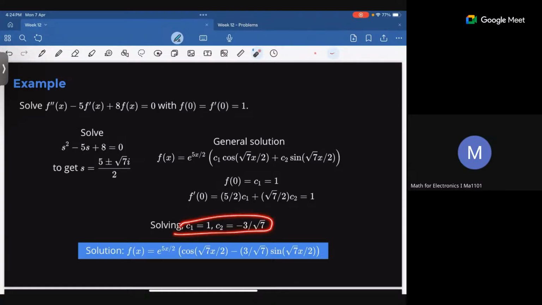And what you have to do is just substitute them back in the general form. You will get the final solution for our second order ODE.